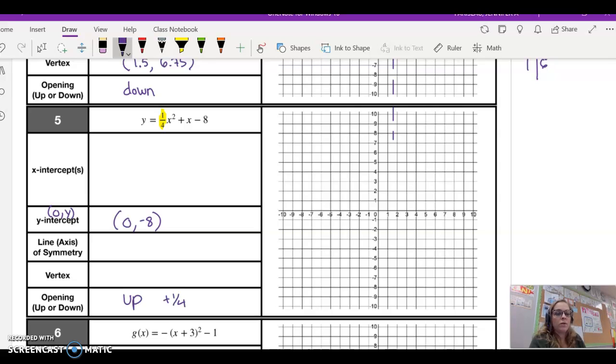So positive 1/4. So to get our x-intercepts and our axis of symmetry and vertex, we are going to want to go ahead and factor this. So the first thing I'm going to do is find my x-intercepts by setting this equal to 0.